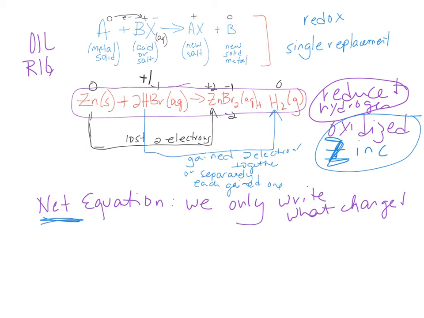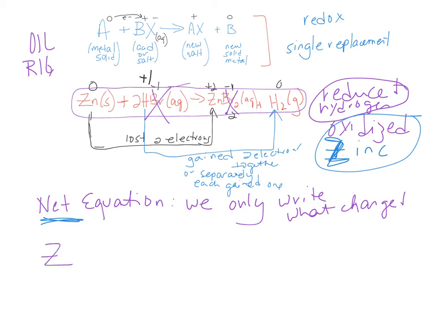So let's go back. What did not change in this reaction? The zinc changed, it lost 2 electrons. The hydrogen changed, it gained 2 electrons. Did the bromide ion change? The answer is no. It has a -1 oxidation number here and a -1 here. So it doesn't change. So you're not going to write the bromine in your net ionic equation because the oxidation number of that doesn't change.